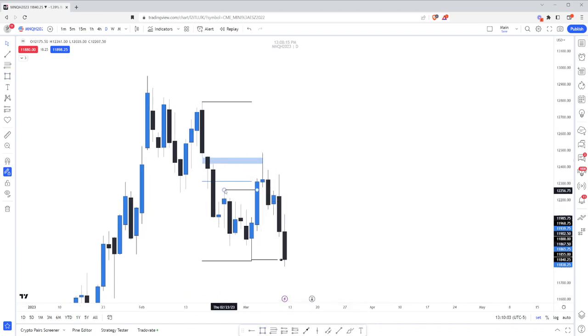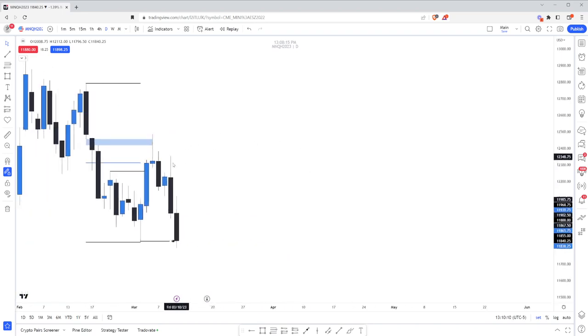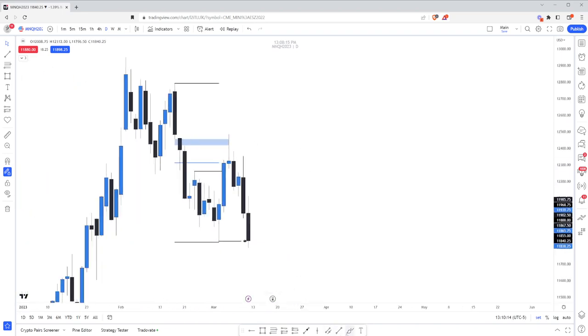We took out liquidity that was resting below a premium, and we showed a desire to move away from that. So in this, the expectation is we're going to take out this low. Don't overcomplicate it. It might not always happen.